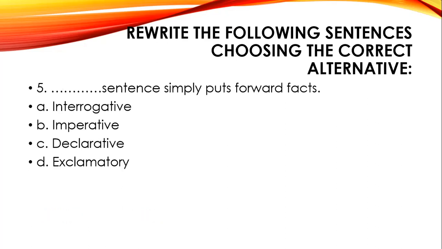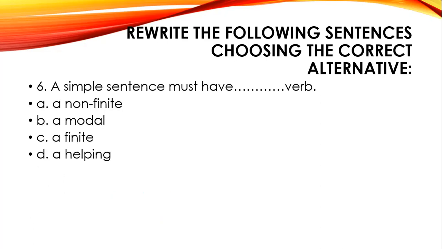Number 5, dash dash sentence simply puts forward facts. Option A is interrogative, option B imperative, option C declarative, option D exclamatory. And the correct answer is option C declarative. Declarative sentence simply puts forward the facts.